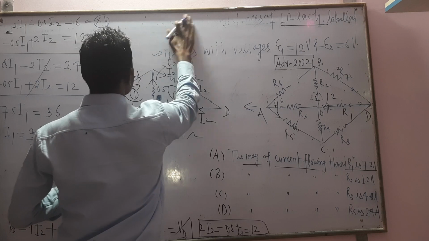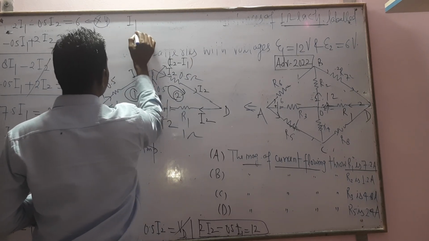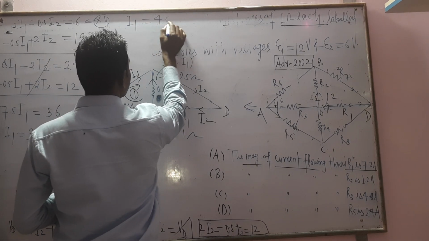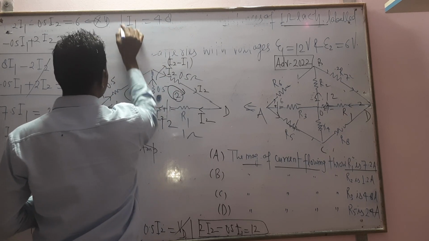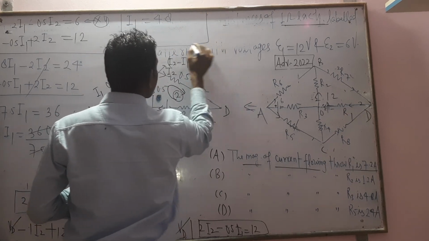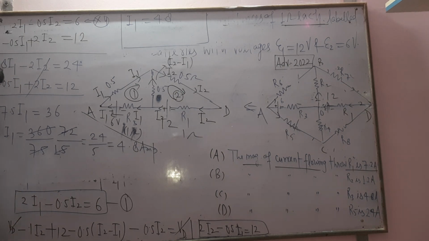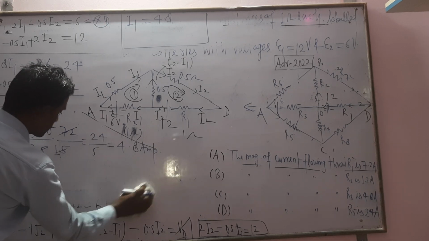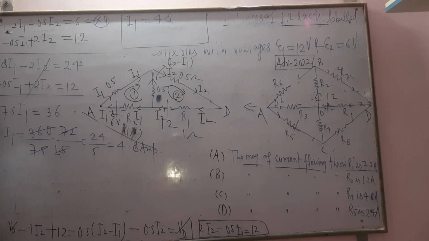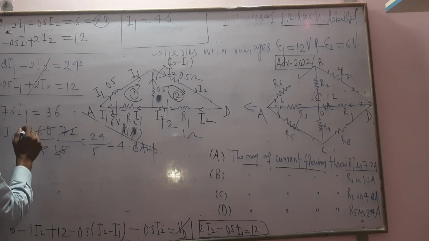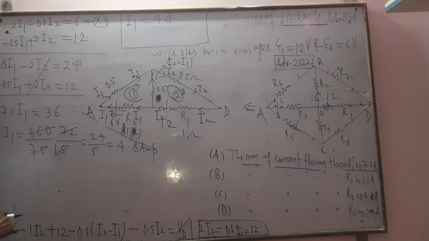I1 equals 4.8 ampere. Okay, similarly we have to find the value of I2. Putting the value of I1 in these equations, then what will be I2?